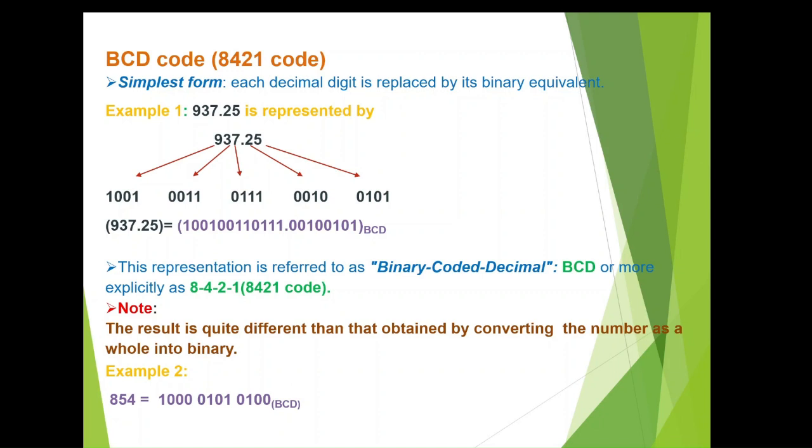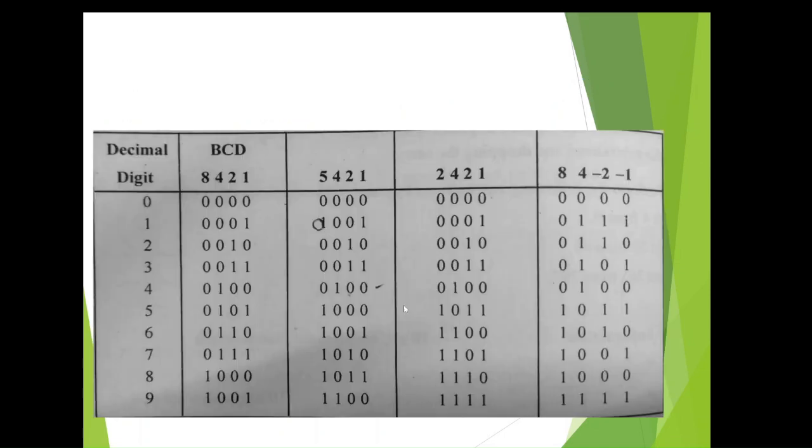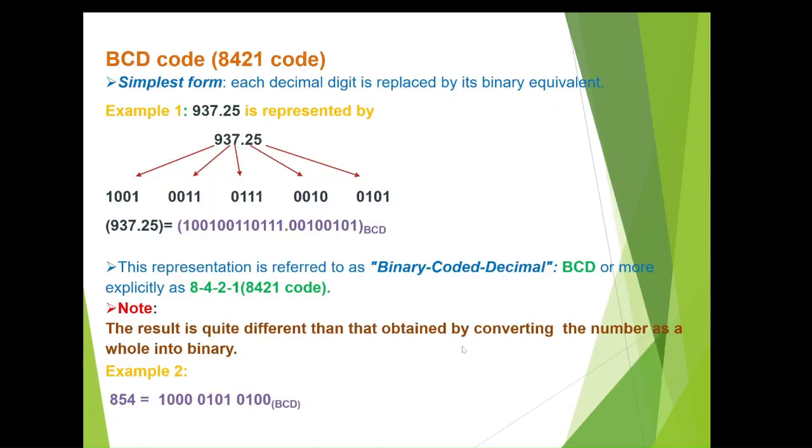937.25, the decimal number, then how to represent it in BCD: 9 has to be represented by 8421, that is 1001. Then for 3 it is 0011. For 7 it is 0111, for 2 it is 0010, and for 5 it is 0101. So just combining all and writing, you will be getting this answer: 10010011 dot 001000101.